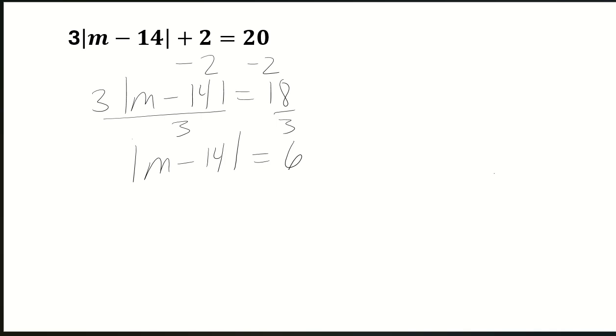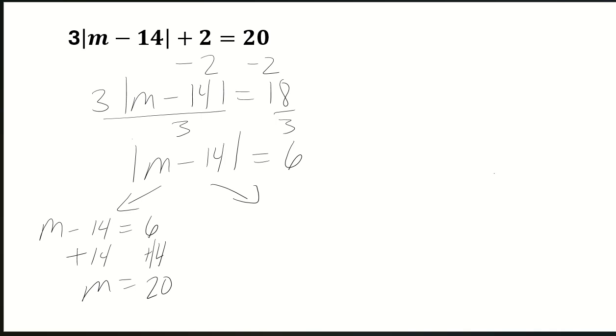Now what I'm going to do is separate these into two equations because remember, my original could have been negative or positive. So let's separate it into two equations. The first equation is pretty straightforward. M minus 14 equals positive 6. So let's go ahead and solve that. Get M by itself, isolate the variable. I'm going to add 14 to both sides because addition is the inverse of subtraction. So M is 20. Pretty straightforward.